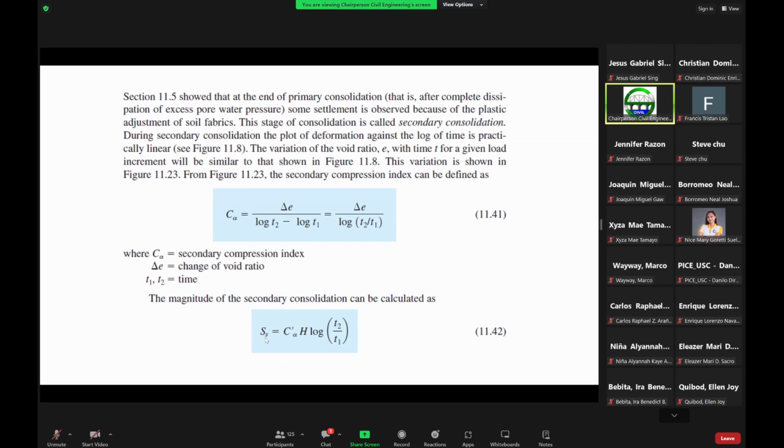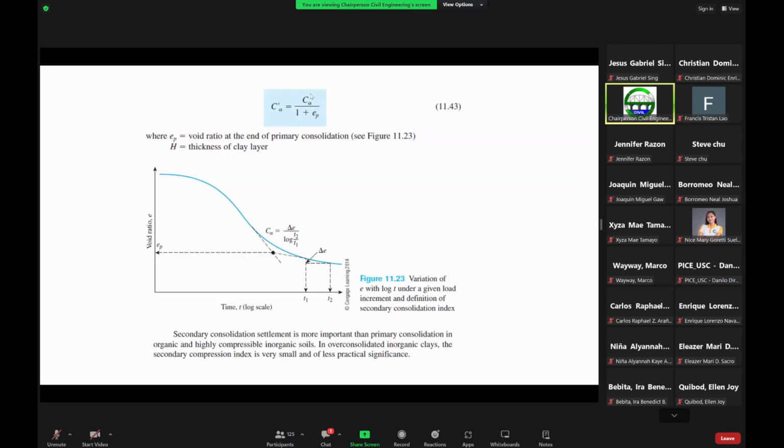symbolized by SLS, secondary consolidation settlement, which is now equal to H, which is the height of the soil element, multiplied by the log of the final time over the initial time, multiplied by C prime alpha, where C prime alpha is equal to C alpha over 1 plus E sub P, where E sub P is this one here. Okay, this is the void ratio at the end of the primary consolidation.